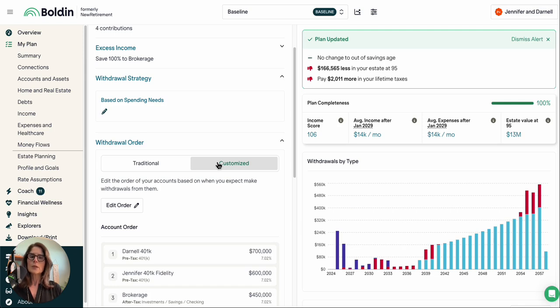At this time, they don't allow for proportional withdrawals, and you would need to use the transfer feature to add that layer of customization.